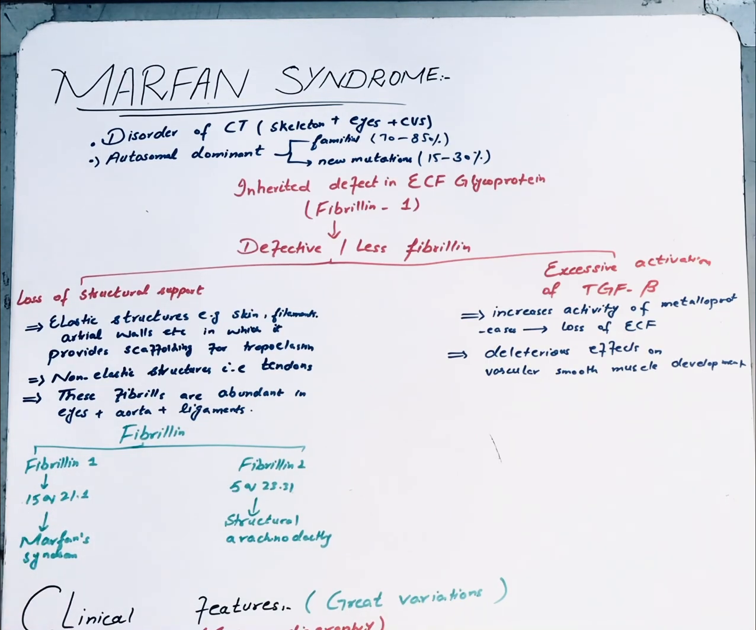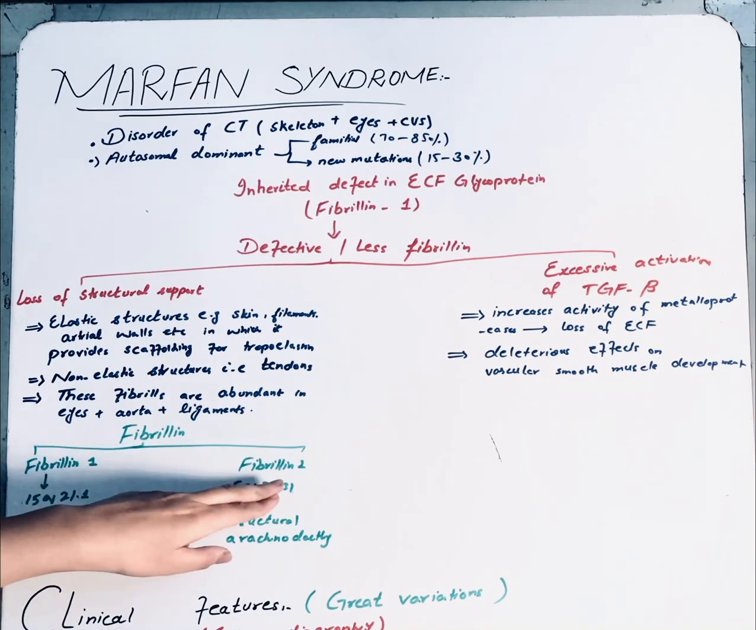Now in Marfan syndrome there is involvement of fibrillin 1. So basically this gene is mutated in Marfan syndrome. It inhibits the polymerization of fibrillin fibers, which will lead to the loss of structural support to our extracellular matrix, and that's how it causes Marfan syndrome.